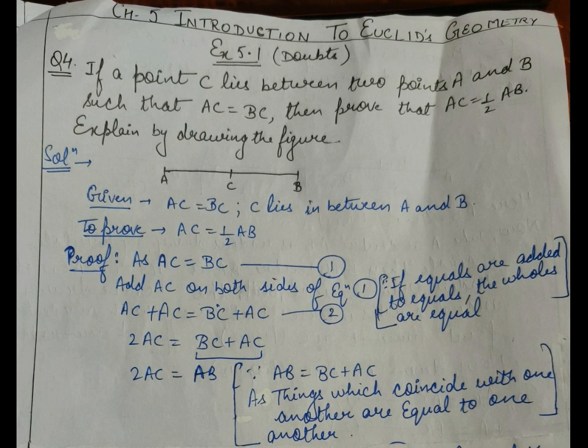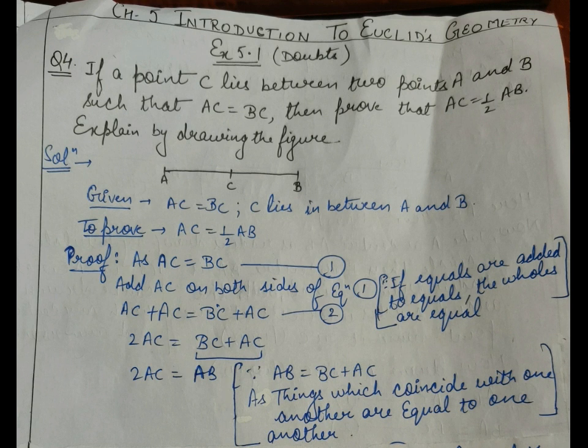So the solution is that first of all we'll write the given things: AC is equal to BC, and C lies in between A and B, as you can see in the figure I have drawn here. Now we have to prove that AC is equal to half of AB. As we know that AC is equal to BC, name it as number 1, as it is given to us. Now we can add AC on both sides of equation number 1, because by our axiom, if equals are added to equals, the wholes are equal.